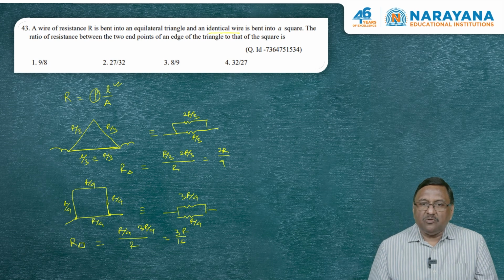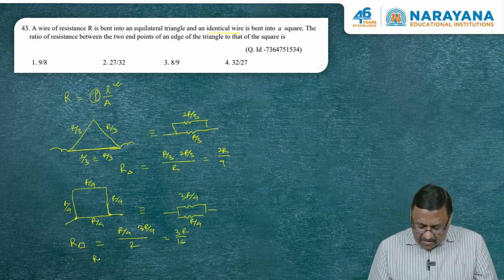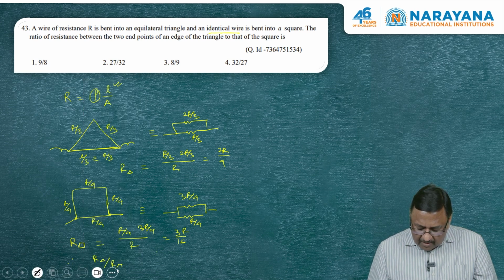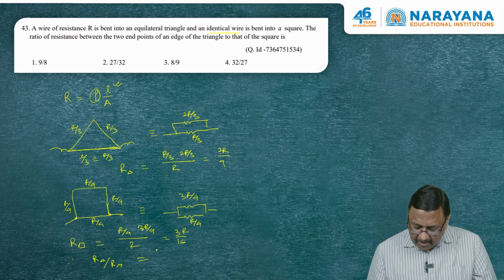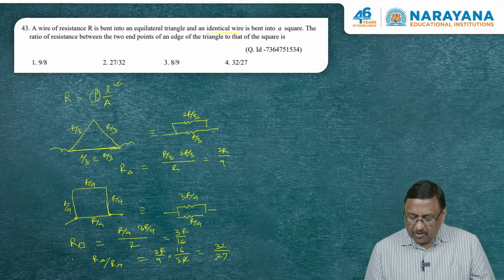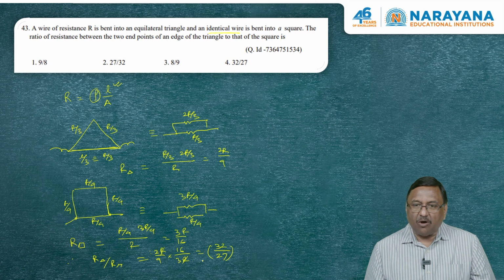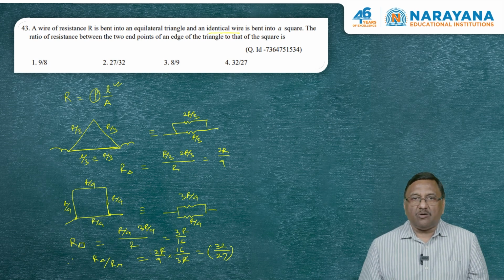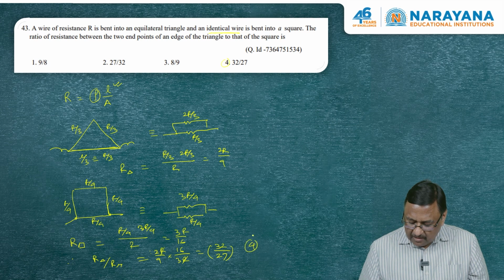He is asking the ratio of the triangle to the square. That means we get R of the triangle upon R of this square part. So this is going to be 2R by 9 divided by 3R upon 16. Since R goes out, 16 into 2 upon 27 gives 32 upon 27. So 32 upon 27 should be the right option for this. You can say option 4 is the correct option for this question.